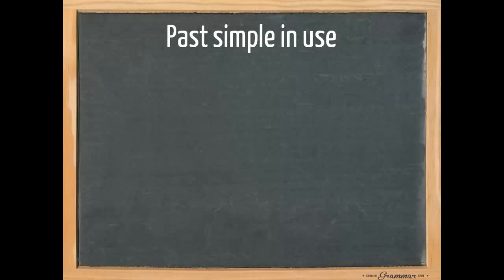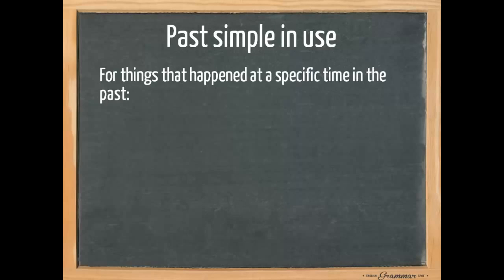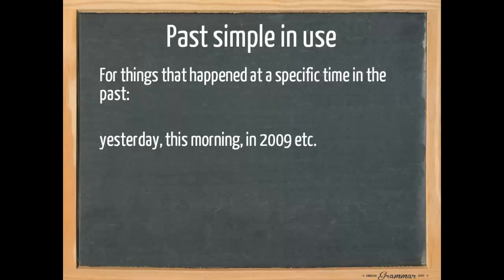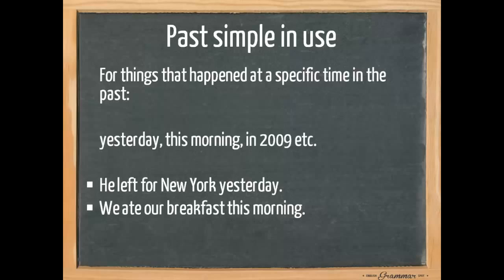Now let's have a look at the past simple in use. We use the past simple for things that happened at a specific time in the past, so we need to know when it happened. For example, yesterday, this morning, or in 2009. He left for New York yesterday. We ate our breakfast this morning. They got married in 2009.